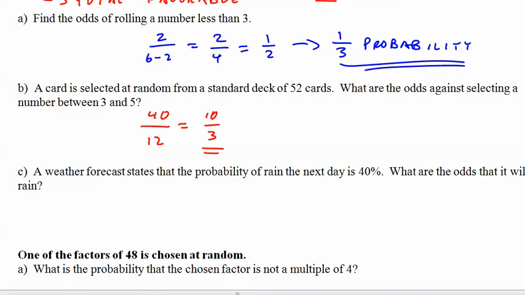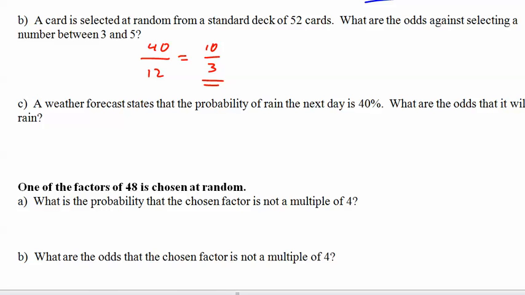Weather forecast states that the probability of rain the next day is 40%. What are the odds? Probability is 2 out of 5. So odds, 2 out of 3.